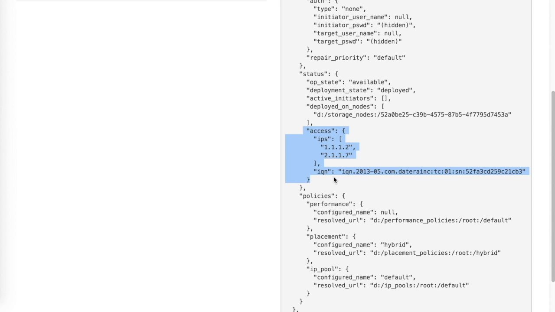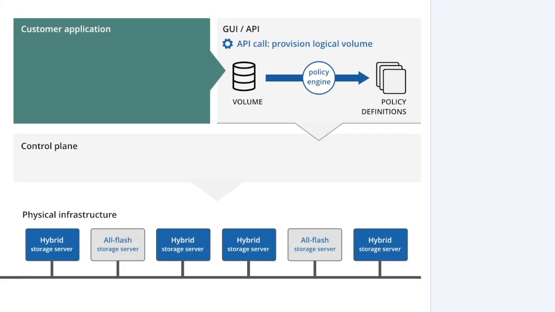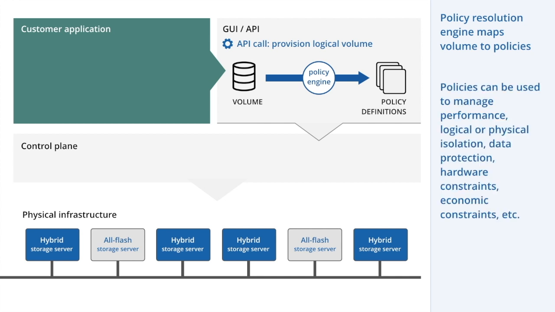So that was deceptively simple, but what actually happened under the hood to deploy that volume? So the first thing to understand is that every time storage resources are deployed, a policy engine in the control plane maps that resource to a set of policies that have been already configured in the system. Policies are a central concept in our management, and these can manage performance, data isolation, data protection, placement on hardware, economic constraints, and a whole lot of other things. But for now, we're just going to focus on one of these policies, which is the data placement policy.